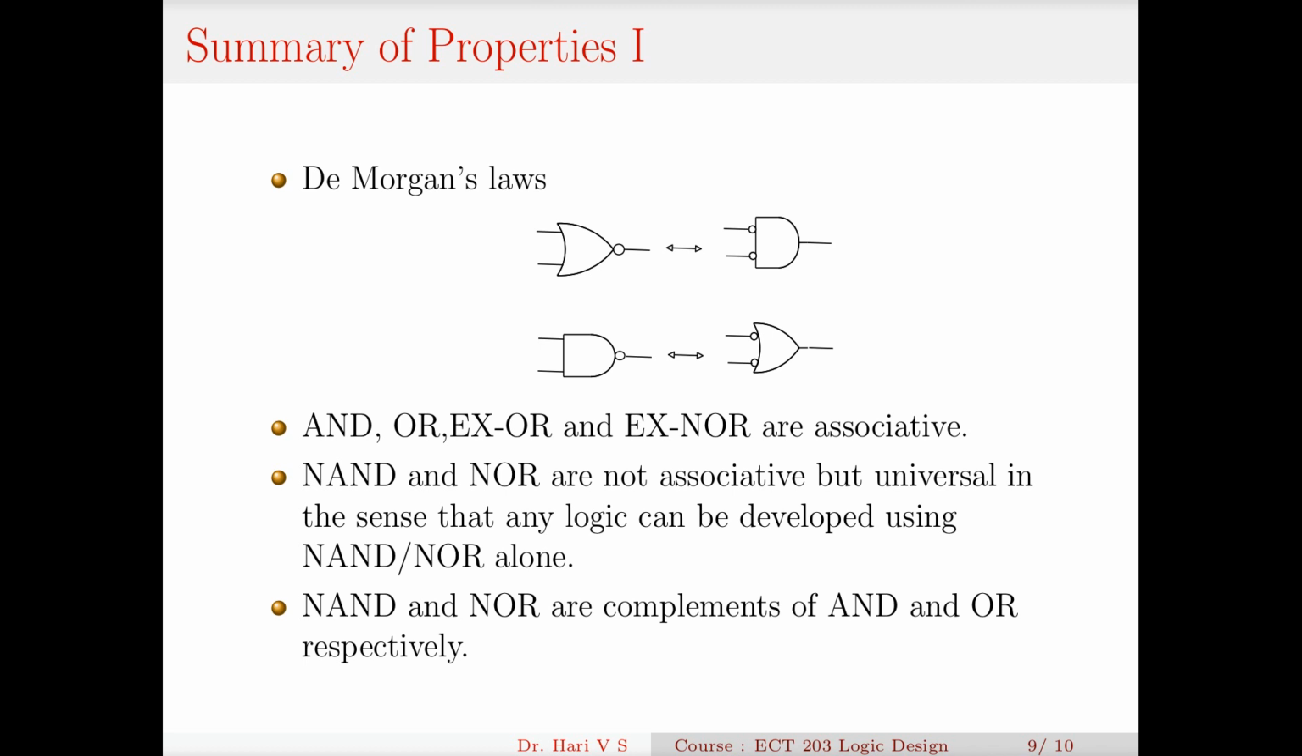Now NAND and NOR are not associative, but they are universal in the sense that any logic can be developed using NAND or NOR alone. So that also I have demonstrated. I have demonstrated that I can make an AND, OR, inverter, exclusive OR or exclusive NOR with a NAND or NOR circuit. Okay, of course you can make a NOR circuit with a NAND and a NAND circuit with a NOR. That you have already seen.